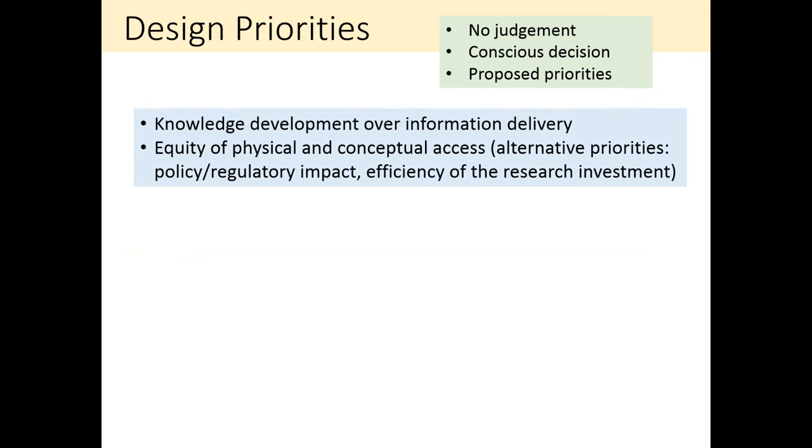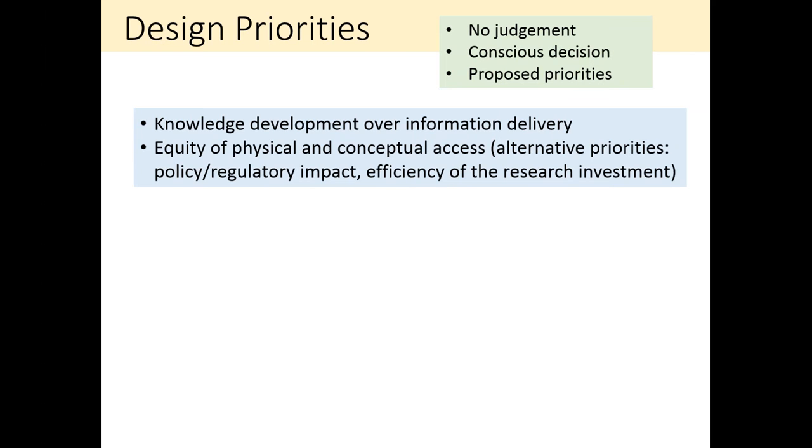Now, I want to make sure that it's clear that when I'm talking about design priorities, I'm not trying to judge anybody's project and what your design priorities are. That's for you to decide. I'm just going to lay some things out, but I'm not judging anybody's project. It does help if your design priorities are a conscious decision that's explicitly communicated within your project. I'm just going to propose some priorities for CIRC 2.0.